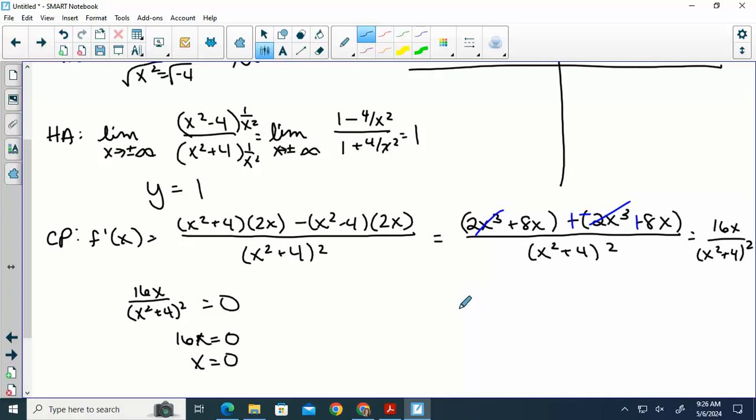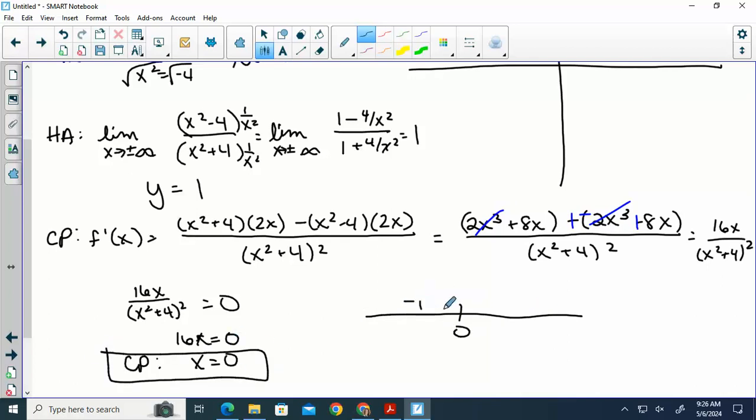How do I check to see if it's increasing or decreasing? We're checking the sign of the derivative. So we do test points. We're putting them into the derivative. So if I put in a -1, I get a -16. The bottom's squared, so that's positive. A negative over a positive is always negative. If I put in a +1, we get positive over positive, which is positive. So we know we are increasing from 0 to infinity, decreasing negative infinity to 0.